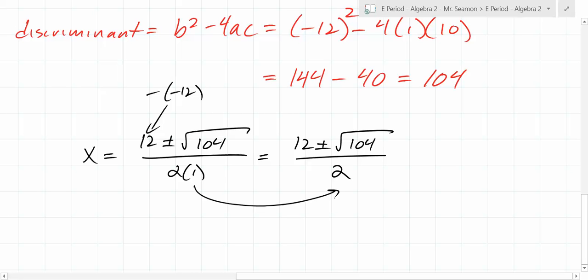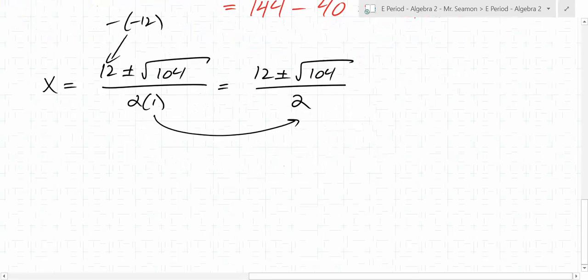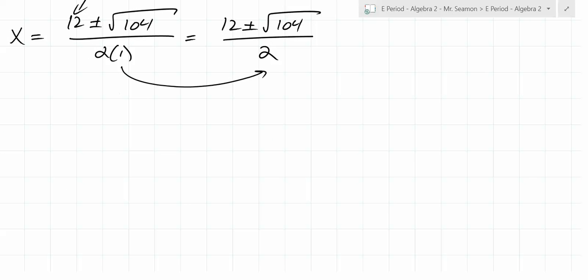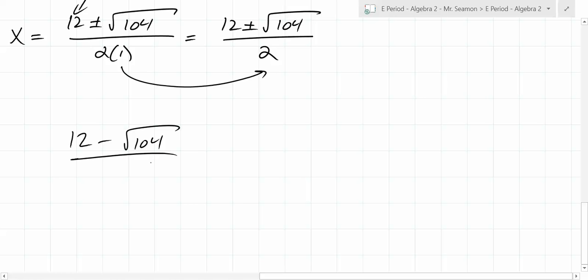So at this point, the question asks you to round to the nearest tenth. It says right here, round your answer to the nearest tenth. What are you going to have to use at this point? A calculator. If I were to give you a question like this and ask you to go to the nearest tenth, I would give you a calculator, but you'd have to check 12 minus the square root of 104 over 2 and 12 plus the square root of 104 over 2 and see which one of them makes sense, right?